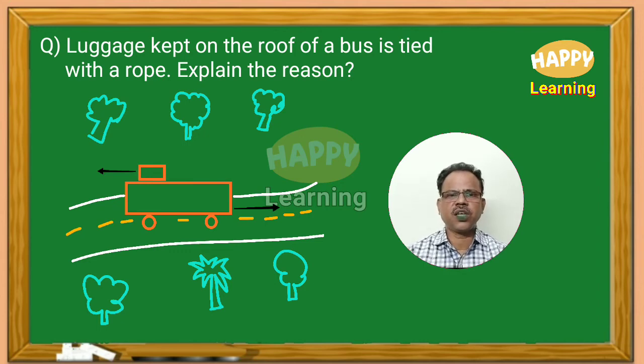So when sudden jerks are there, due to the property of inertia, static inertia or kinetic inertia, the luggage shifts and skids on the roof of the bus here and there when the bus takes different jerks. So to protect the luggage from skidding on the bus, we should tie it with a rope.